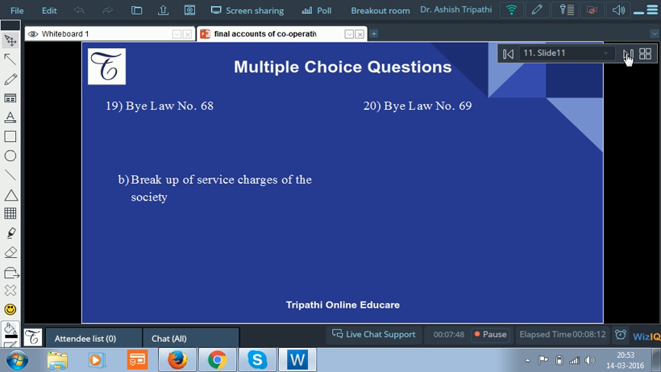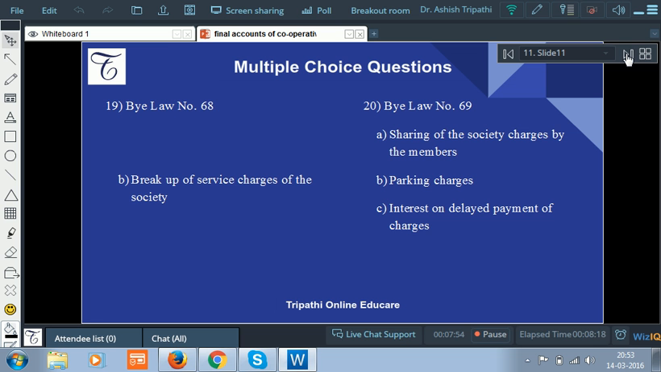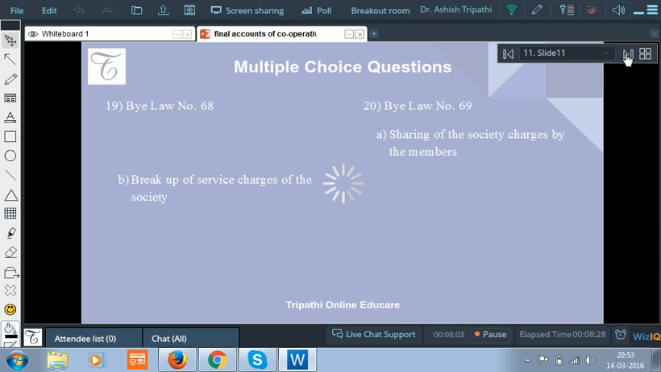20. Bylaw number 69. A, sharing of the society charges by the members. B, parking charges. C, interest on delayed payment of charges. D, non-occupancy charges. And the correct answer is A, sharing of the society charges by the members.